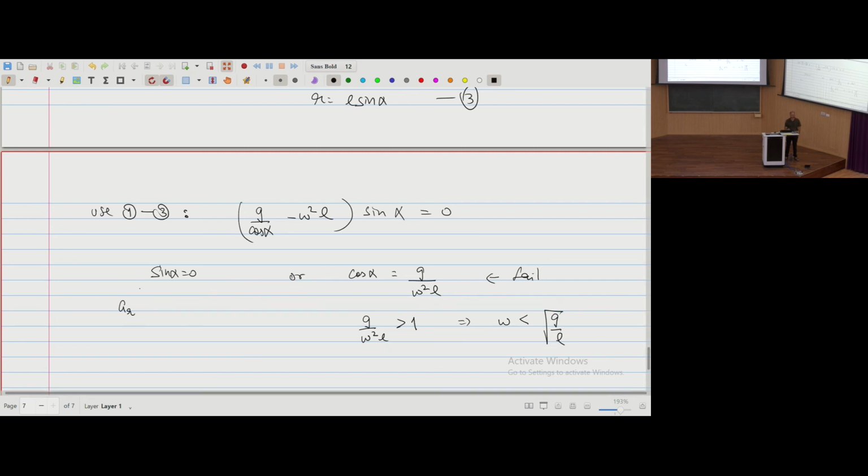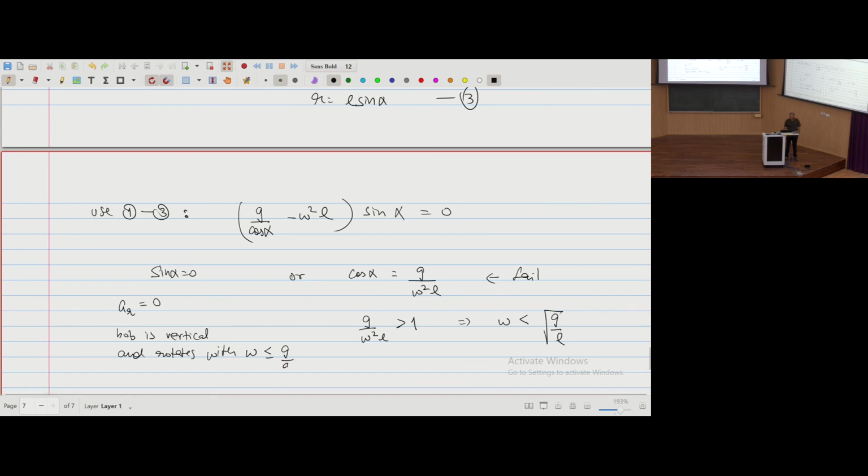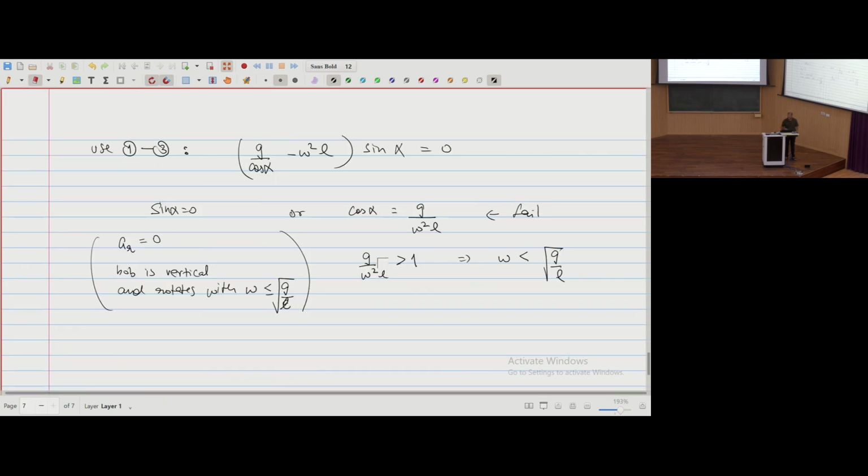In that case, the radius r is 0, so a_r becomes 0. So we say the bob hangs vertical and rotates with omega, which is less than or equal to square root g by L. So this is for the first solution, and the other one is for the situation where your omega is greater than this. So this we talk about the failure, which is the left case.